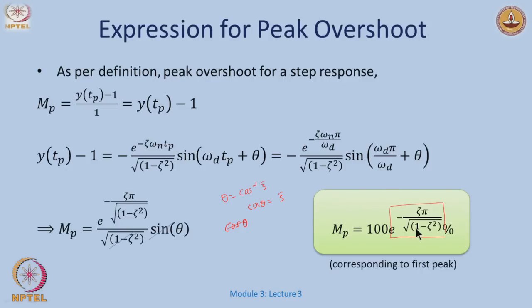Okay, some properties of this. What are the limiting cases here? If we go from say zeta equal to 0, when there is no damping, what we would expect is that Mp would be the highest.